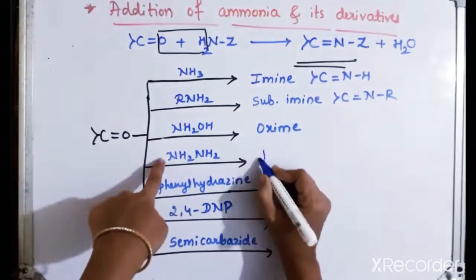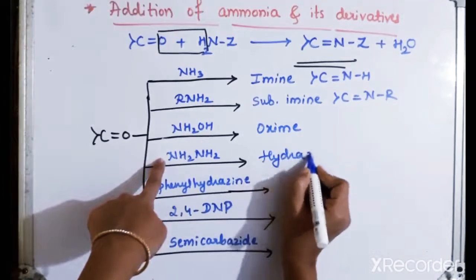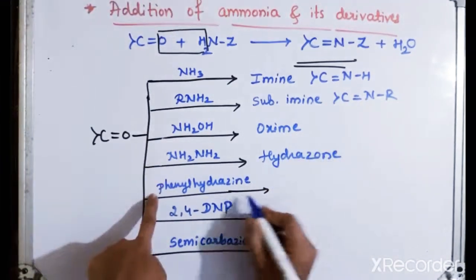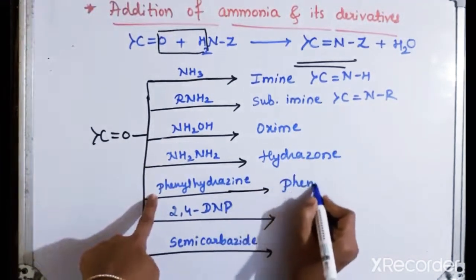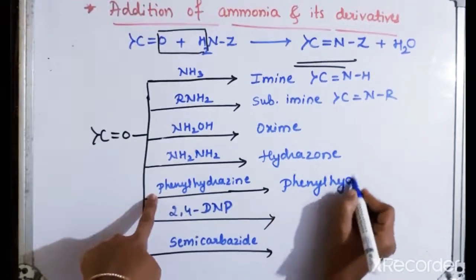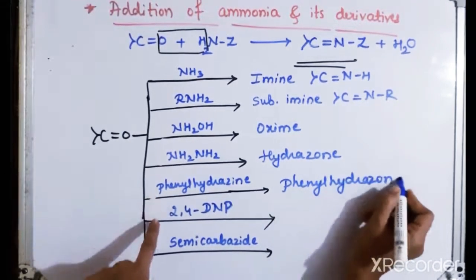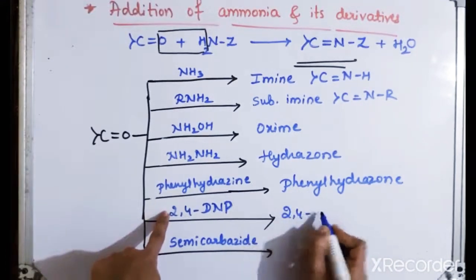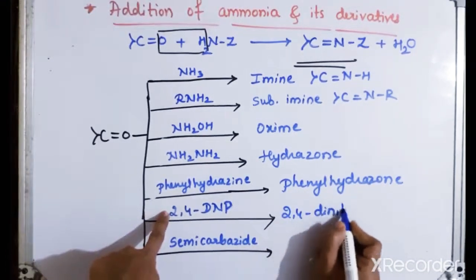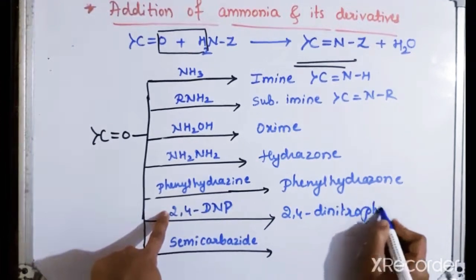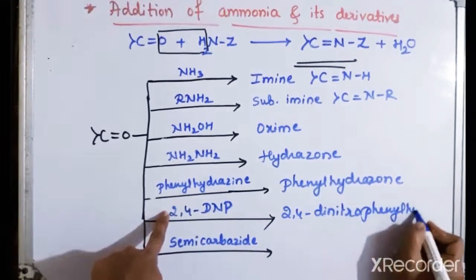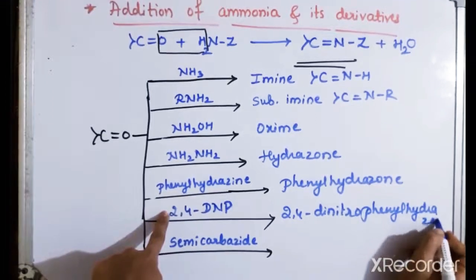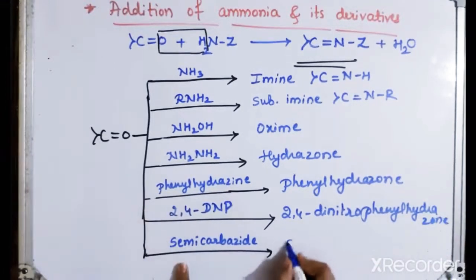They react with hydrazine to give hydrazone. They react with phenylhydrazine to give phenylhydrazone. They react with 2,4-dinitrophenylhydrazine to give 2,4-dinitrophenylhydrazone. They react with semicarbazide to give semicarbazone.